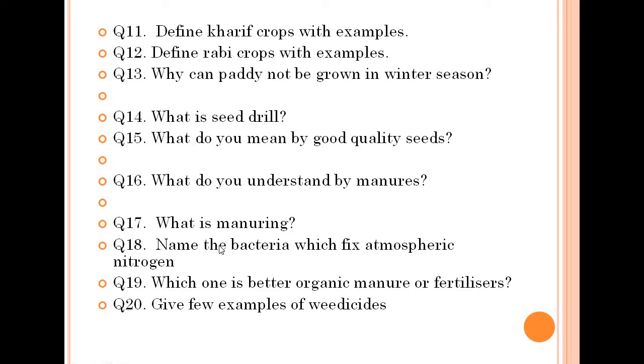Name the bacteria which fix atmospheric nitrogen. There are several bacteria, but one most important bacterium is rhizobium that fixes atmospheric nitrogen. Which one is better, organic manure or fertilizers? Both are better in their own sense, but organic manure is better than fertilizer because it is rich in humus content. Give a few examples of weedicides. 2,4-D, metachlor, dalapon. These are examples of weedicides.